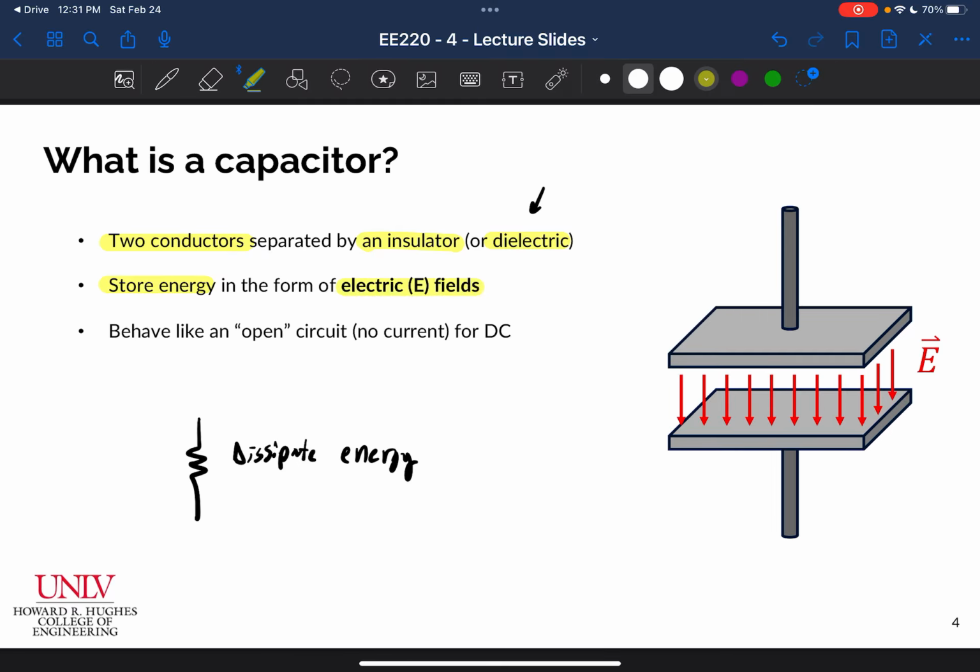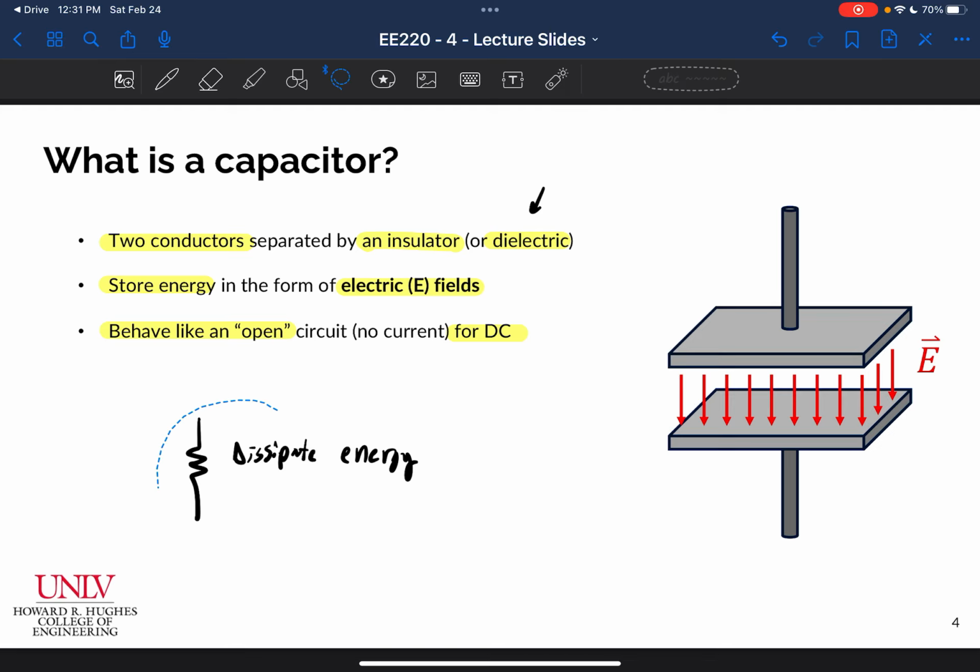It's important to note, though this is not something you're probably going to be tested on, that capacitors store energy in the form of electric fields. It's just important to note that they store their energy differently than the way that inductors store their energy, which we'll talk about later when we get to inductors. So the first point is that a capacitor is two conductors separated by an insulator. The second point is that they store their energy in the form of an electric field, which we can see, the E field here. And the third point is that capacitors behave like an open circuit for DC.